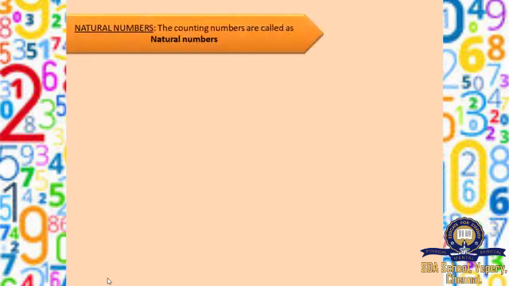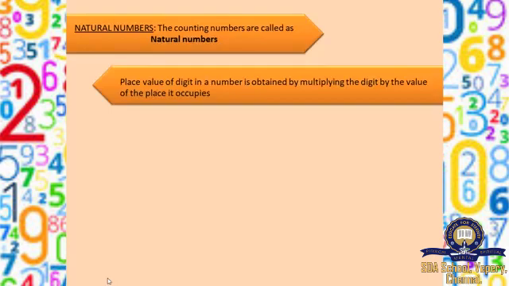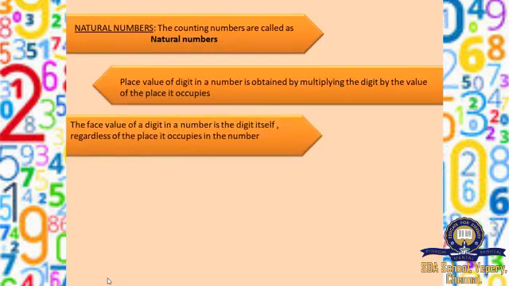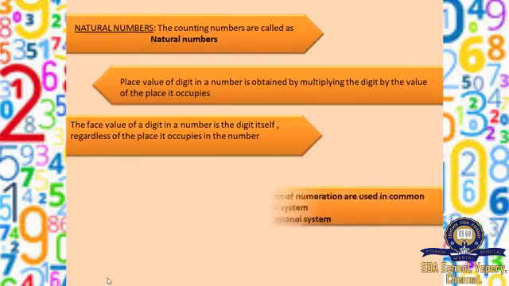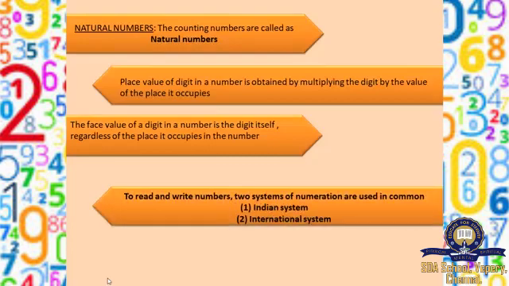The summary of the lesson. We learned about natural numbers. The counting numbers are called natural numbers. Place value of a digit in a number. The place value of a digit in a number is obtained by multiplying the digit by the value of the place it occupies. Next we learned about the face value. The face value of a digit in a number is the digit itself regardless of the place it occupies in the number. To read and write large numbers, we learned two systems of numeration, the international system and the Indian system of numeration, and we also did a few problems based on it.